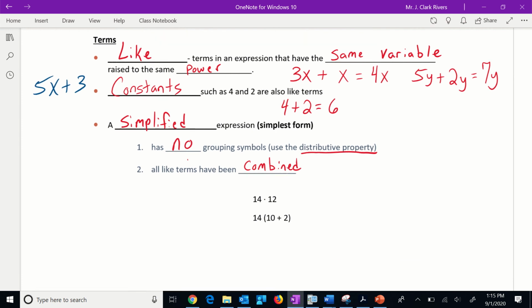All like terms have been combined. These are important. We have no grouping symbols. All like terms have been combined. This is what it means for an expression to be simplified.